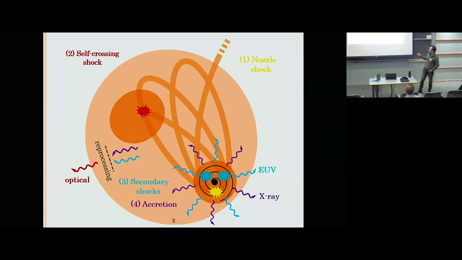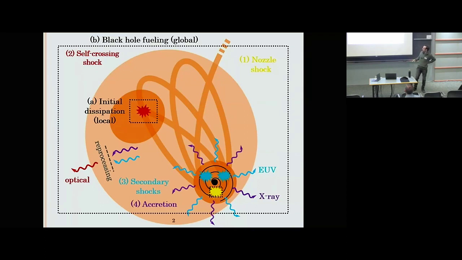So now I'll come back to the different phases that are involved in this process, starting from the nozzle shock at pericenter, then the self-crossing shock, and in the last part of the talk, I'll explain what happens later on, in particular how the accretion disk forms from the outflowing mass.